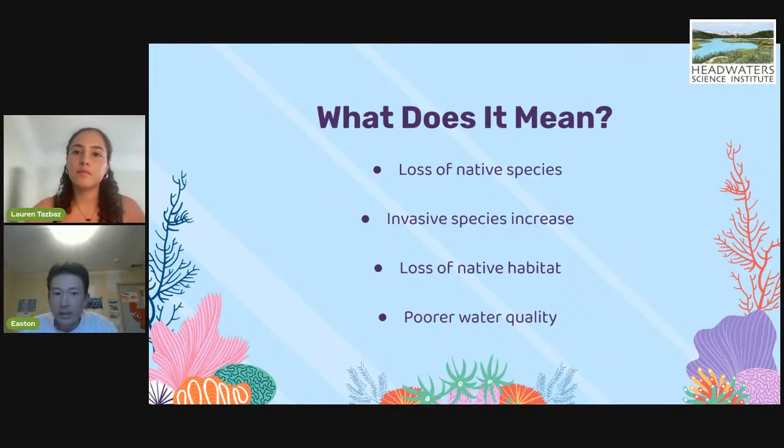So what does this all mean? It means a loss of native species, an increase in invasive species, a loss of native habitat, which ultimately leads to even poorer water quality.